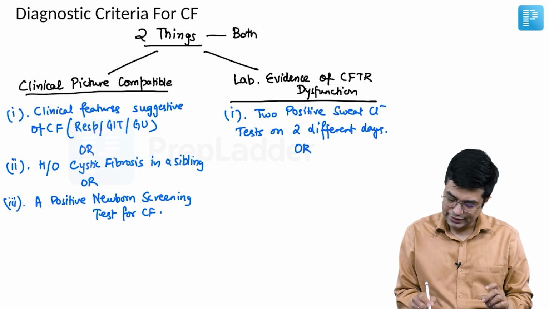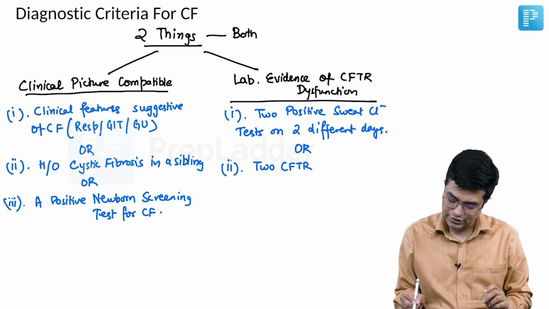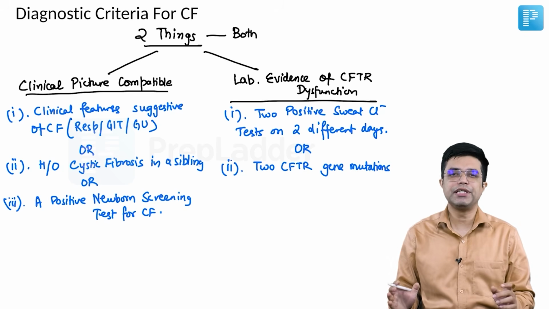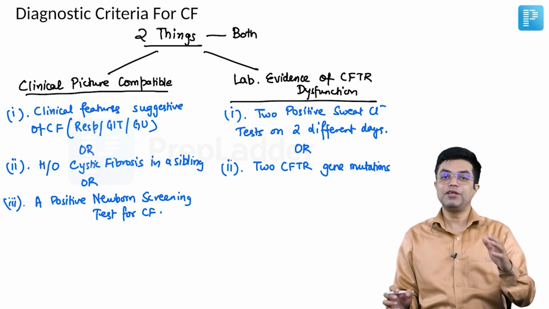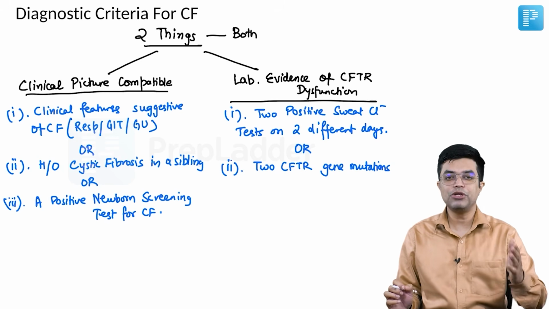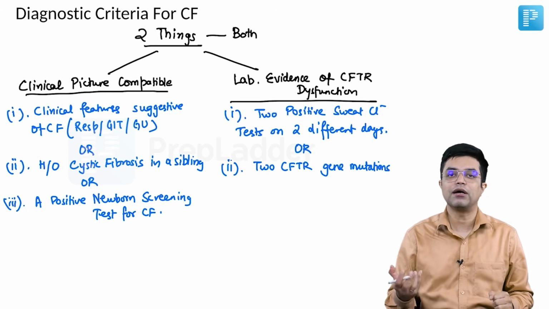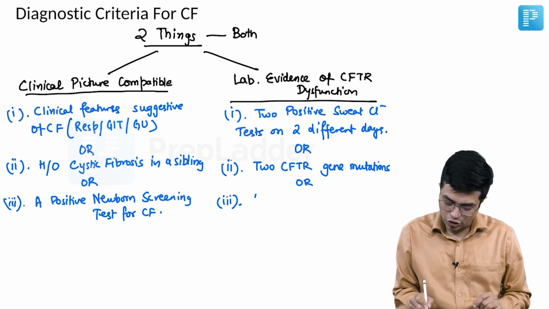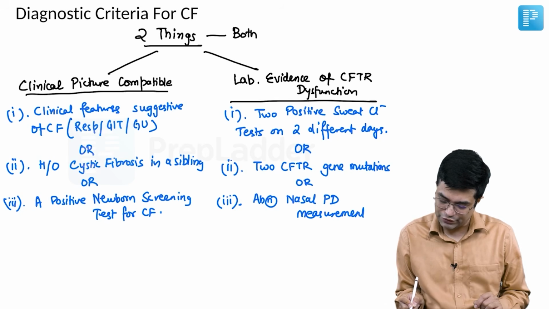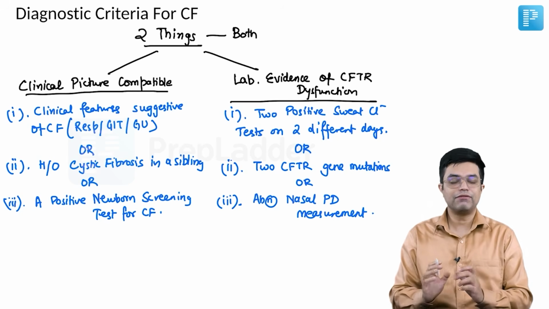Or in case you find that there are 2 CFTR gene mutations, a single mutation may or may not be associated with cystic fibrosis. A wide variety of CFTR mutations have been described. Many of them are actually phenotypically silent also. So if there are 2 CFTR gene mutations, these gene mutations should have been shown to be associated with cystic fibrosis as per the database. Or you are able to show an abnormal nasal potential difference measurement. Even a single value of abnormal nasal potential difference measurement will be suggestive of CFTR dysfunction.